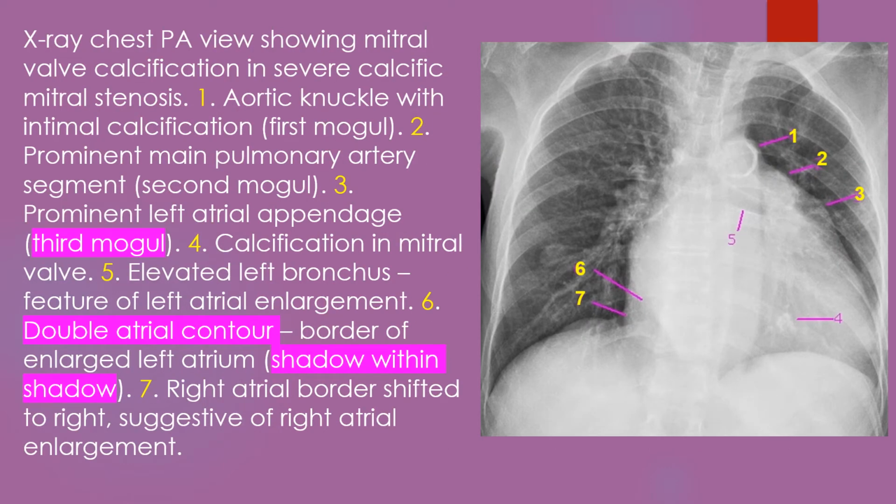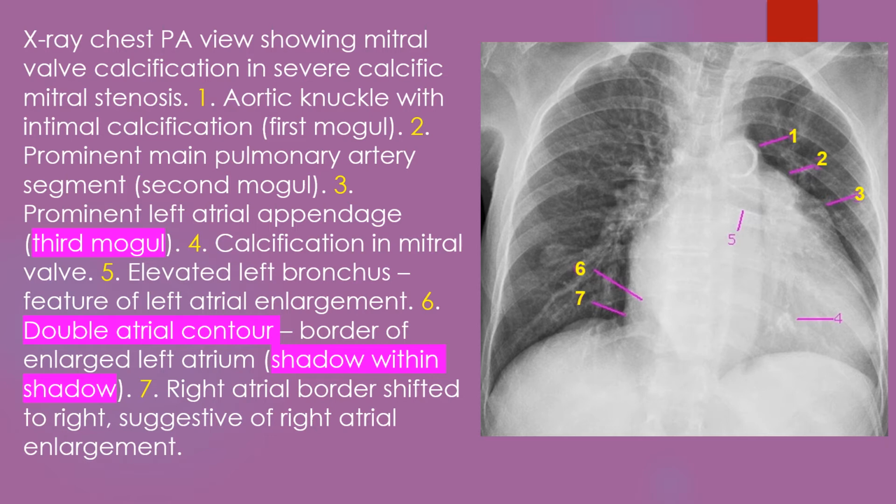X-ray chest PA view showing mitral valve calcification in severe calcific mitral stenosis. 1. Aortic knuckle with intimal calcification, that is first Mogul. 2. Prominent main pulmonary artery segment, that is second Mogul. 3. Prominent left atrial appendage, that is third Mogul. 4. Calcification in mitral valve.